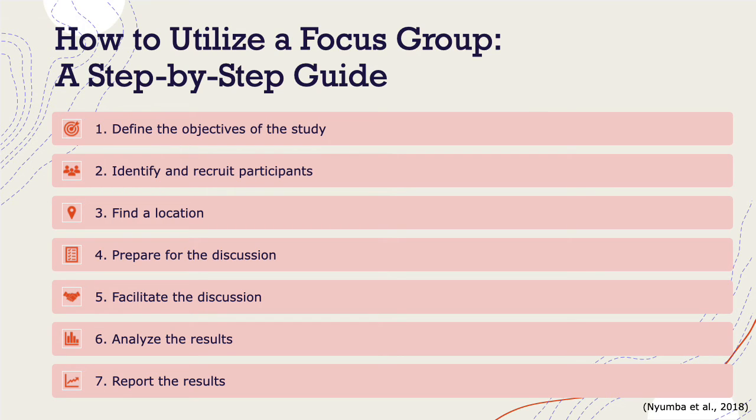Step 6 is analysis. Focus groups can be analyzed by content, discourse, or conversation, or through listening, ranking, or coding. Lastly, report the results to the intended targeted audience.